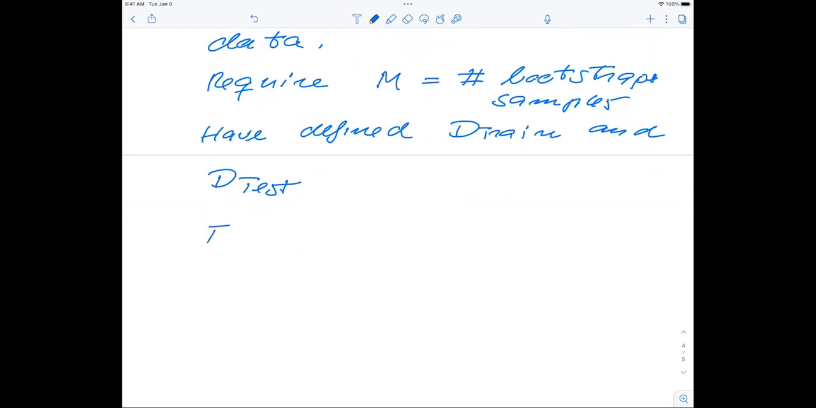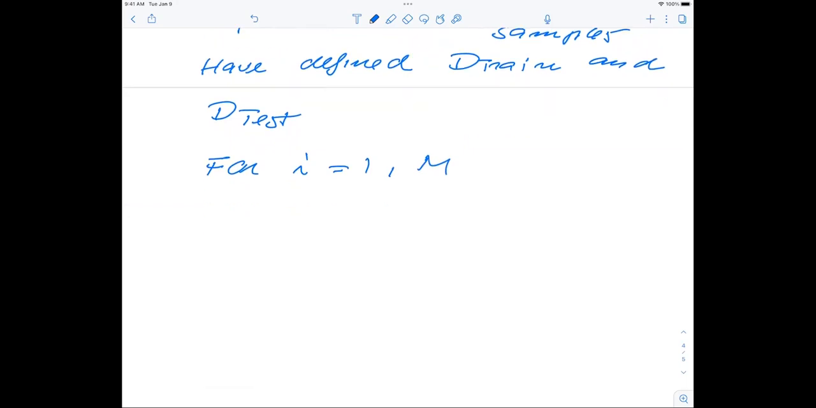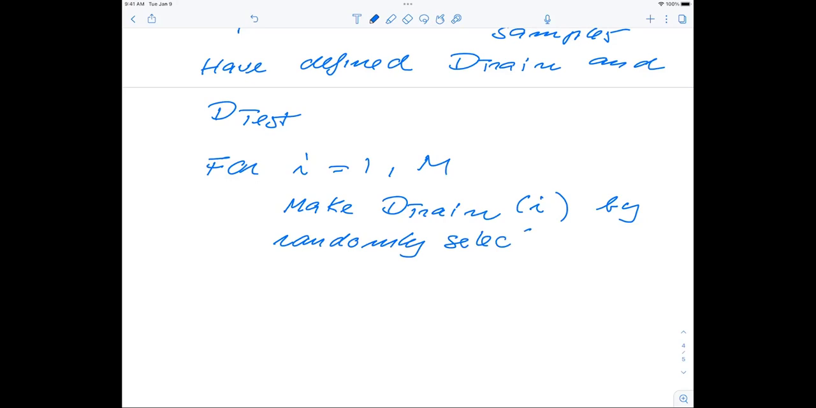Then what we do now is we have a for i equal 1 up to m. And now we make a new train set. So make new D train, and let's call this as a function of i here, by randomly selecting with replacement.